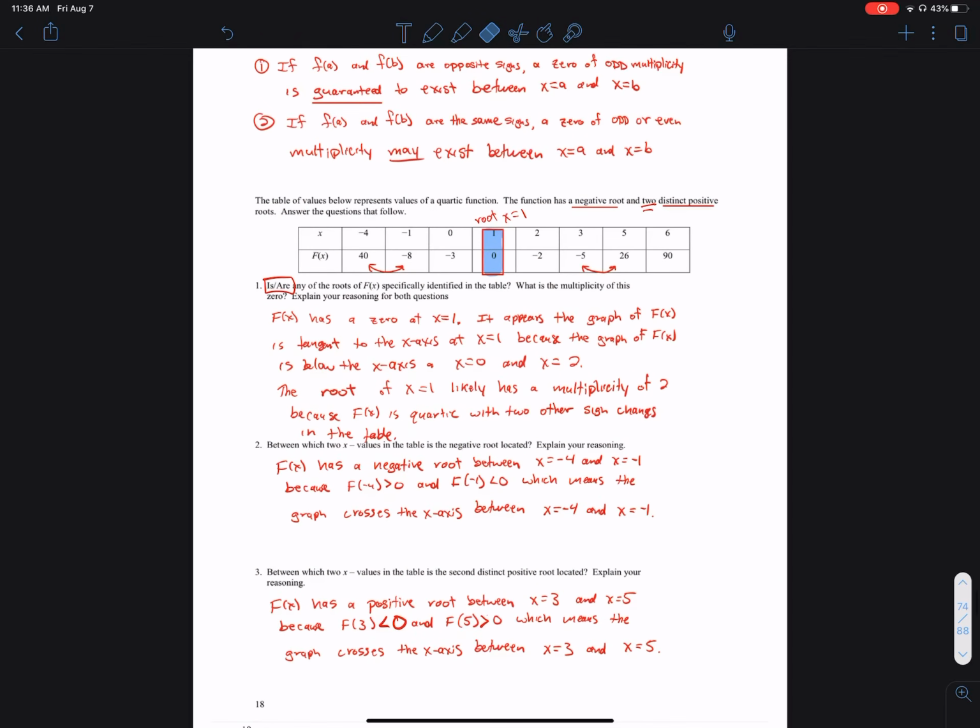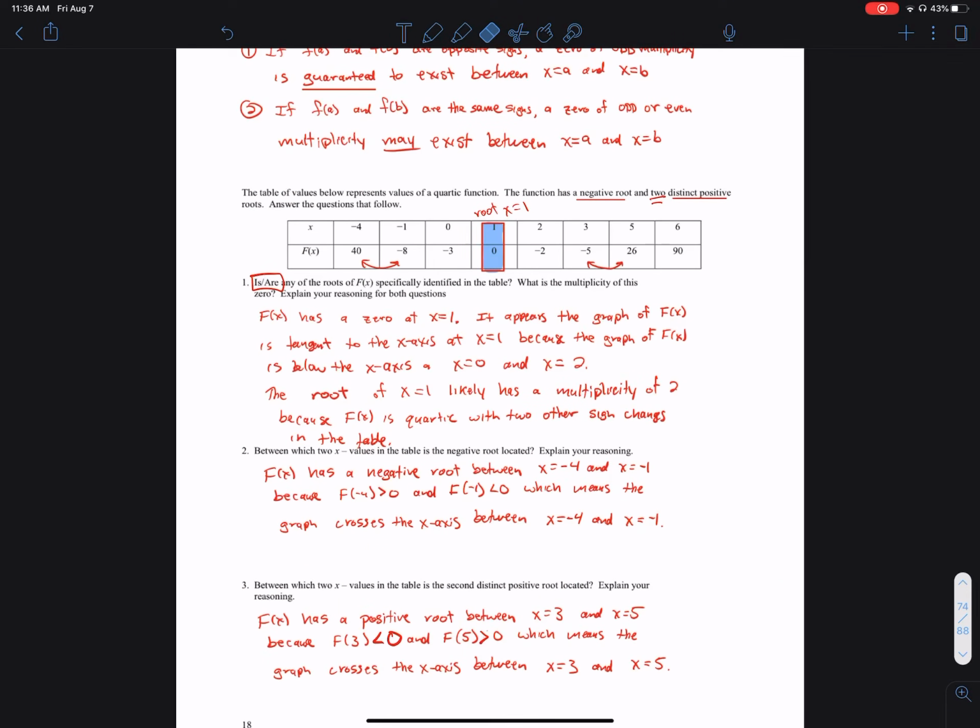All right, that concludes the notes for section 3.4. Please spend some time looking at the rules for multiplicity. Just to sum up, if it's an odd multiplicity of the root, then the graph crosses the x-axis. If it's an even multiplicity for the root, then the graph is tangent to the x-axis. If it's an odd multiplicity of 3 or more, then the graph changes concavity at the x-intercept. And if it's a multiplicity of 1, then it crosses it without changing concavity.